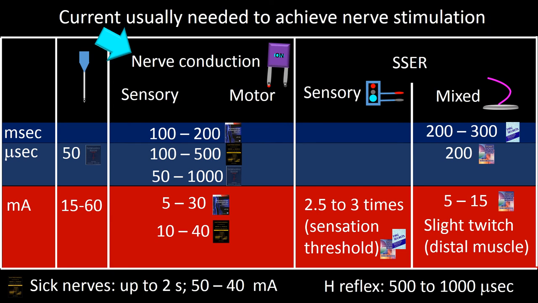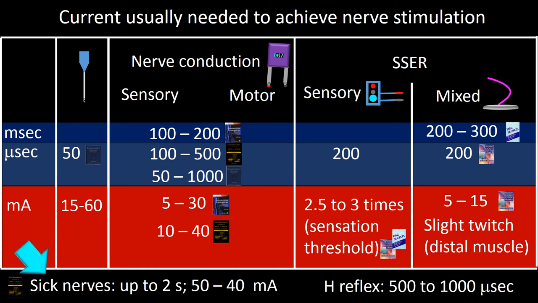For nerve conduction, the biggest discrepancy is in the duration of the stimulus. In Preston's book, the duration is given in milliseconds. Kimura and Dumitru give the duration in microseconds. For sensory evoked potential, the duration should be about 50 milliseconds and the intensity should be 2 to 3 times more than when the patient feels the current for the first time.